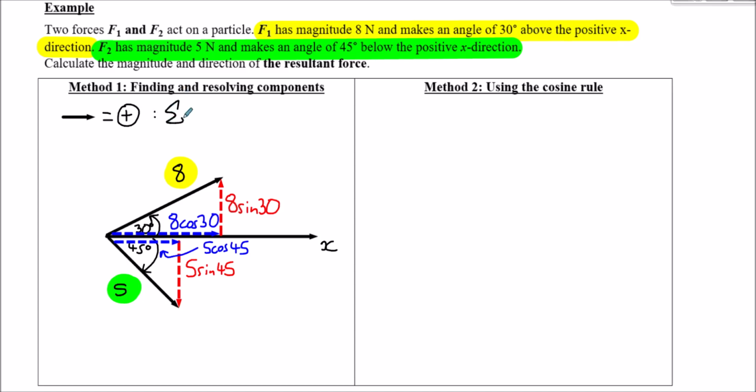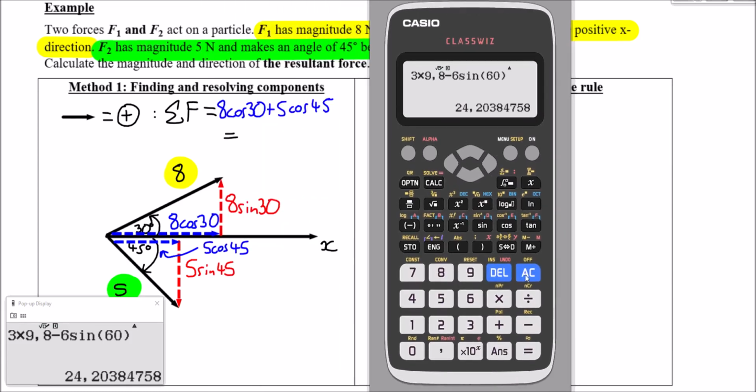we can say the sum of the forces acting horizontally is going to be 8 cos 30 and 5 cos 45. Because they're both acting in the same direction, they're both going to be positive. So 8 cos 30 plus 5 cos 45. Let's work out what this is. So 8 cos 30 plus 5 cos 45. Make sure to close the brackets off as well when you're typing it in on your calculator, otherwise that will really mess up the syntax.